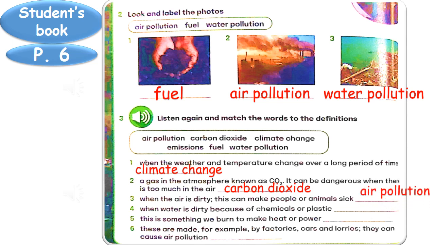When the air is dirty, this can make people or animals sick. Air pollution. When water is dirty because of chemicals or plastic, this is water pollution. This is something we burn to make heat or power. Fuel. These are made, for example, by factories, cars, and lorries. They can cause air pollution. Emission.